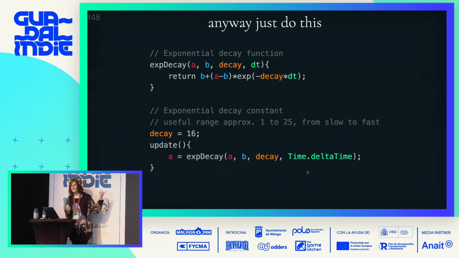And delta time is usually accessible pretty easily. In Unity, that's Time.deltaTime. In Godot, it's an input to the process function called dt. And so you can just shove that in there. Just make sure you get your units correct, that you're matching. Delta time should be in seconds and not milliseconds and so forth.